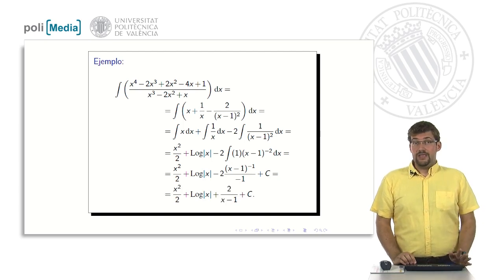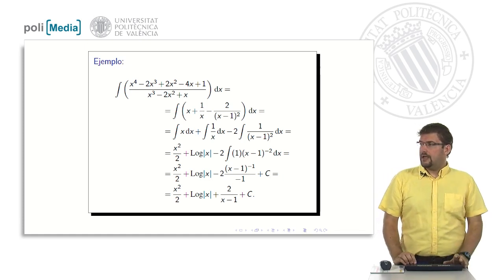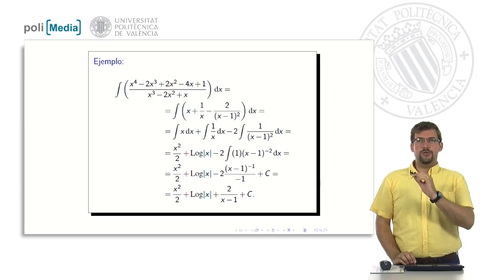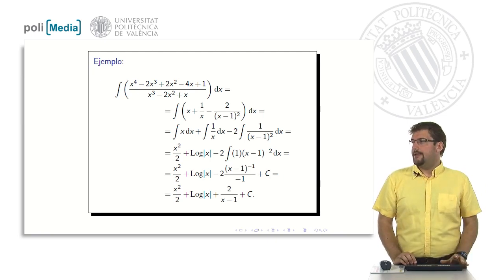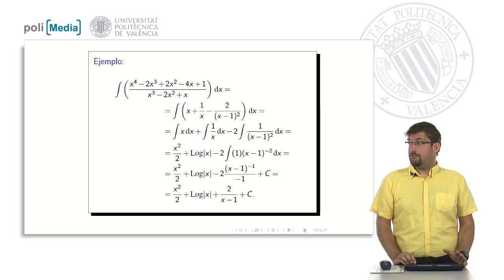Once we have reached this point, the only thing left is to simplify. X squared divided by 2 stays as it is, the logarithm stays as it is, and for the last expression we lower the (x minus 1) back to the denominator, and we would end up having plus 2 divided by (x minus 1) plus c. Well, this has been the example.